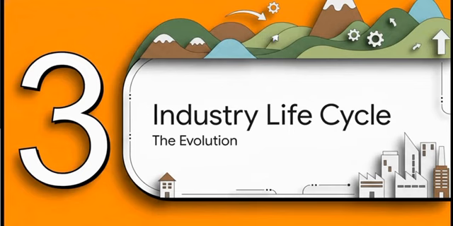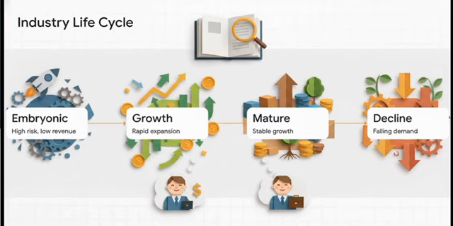All right, Section 3, the industry life cycle, the terrain's evolution. The battlefield doesn't just stay frozen in time, right? It changes. Every single industry goes through 4 distinct stages. First is embryonic. Think startup phase, super high risk, very low revenue. Then comes growth, which is all about rapid expansion. Next is the mature stage, where we see stable growth. And finally, the decline stage, marked by falling demand.